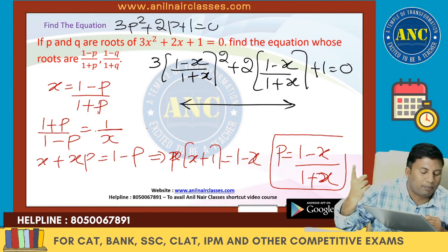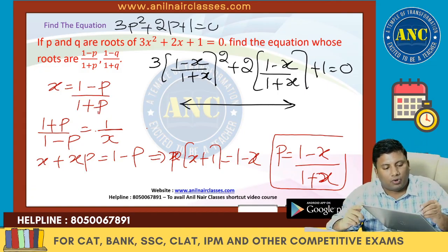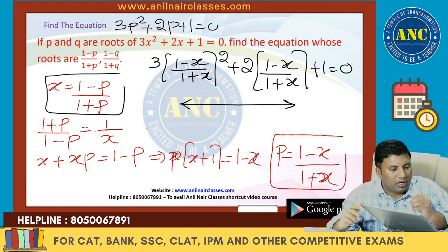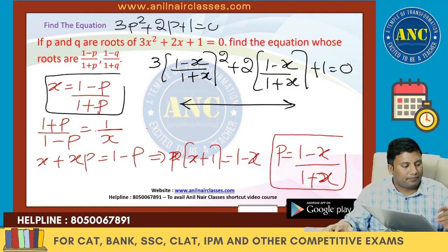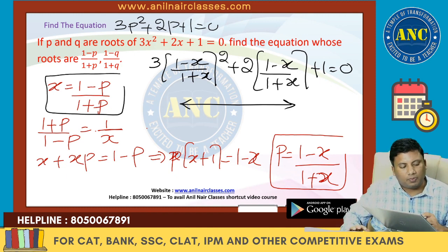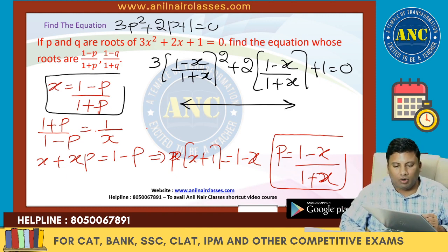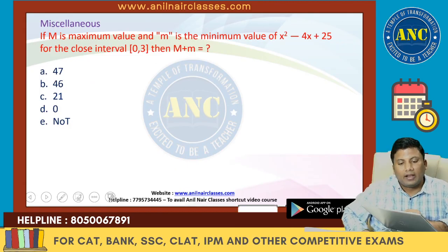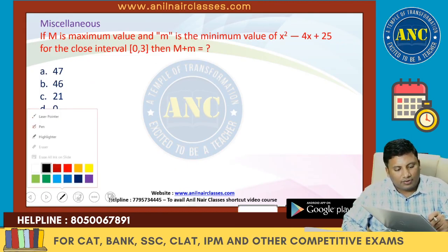What we did for p plus 2, q plus 2, same approach. x is (1 minus p) by (1 plus p). Cross multiplication, you will get this answer. (1 plus p) by (1 minus p) is nothing but 1 by x. I hope the idea is clear, right? Next question. Now this is a very, very good question.